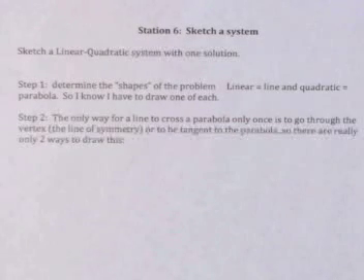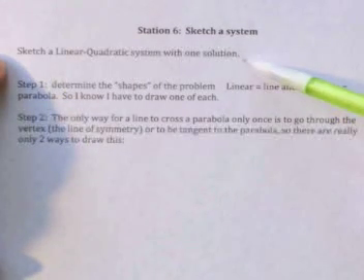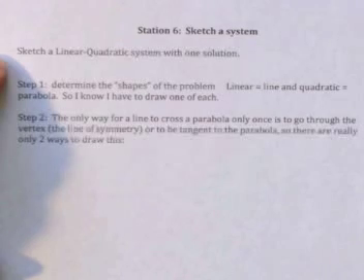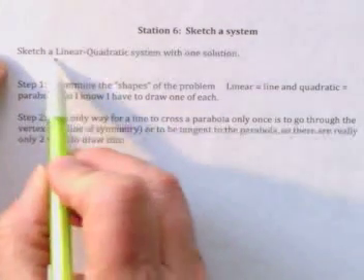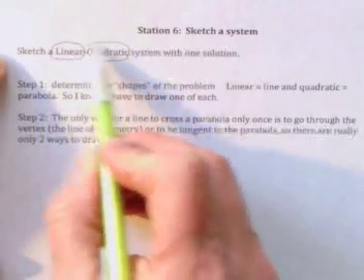So in this video, I'm going to show you how to sketch a system of equations when you're given some specifics about what that system should look like. In the problem we have here, it says sketch a linear quadratic system with one solution. So we've got lots of clues about what this should look like. Notice it says linear quadratic.